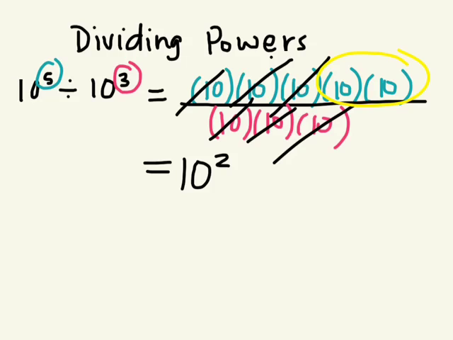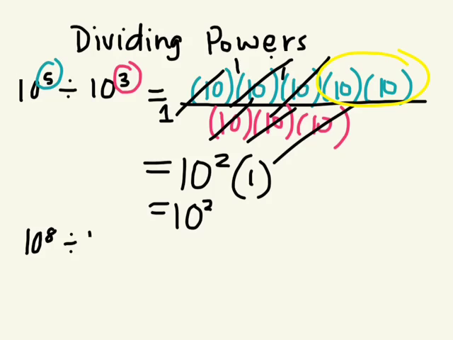Okay, because 10 divided by 10 is 1. Well, if I multiply my answer by 1, does it change? 10 to the power of 2 times 1 is still 10 to the power of 2. So even though this is 1, okay, anything times 1 is whatever that value was. It doesn't change anything.